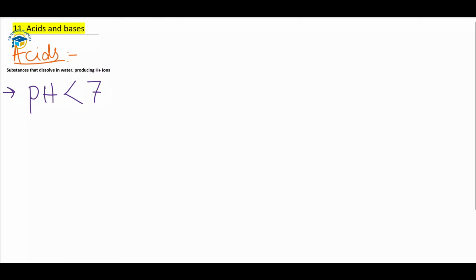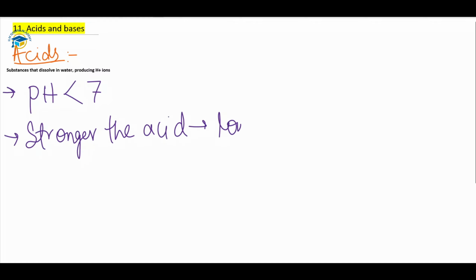They lower the pH when the acid is stronger. The stronger the acid, the lower the pH. It means if the pH is 1 or 2, that means the acid is much stronger. And third, if the acid is stronger, then the concentration of hydrogen ions is higher. Stronger acid means more concentration of H positive ions.